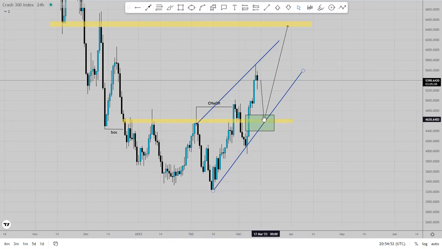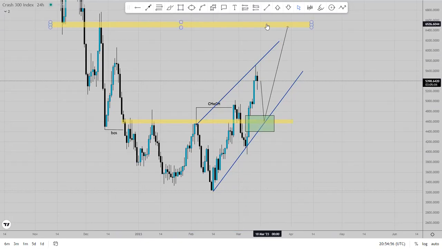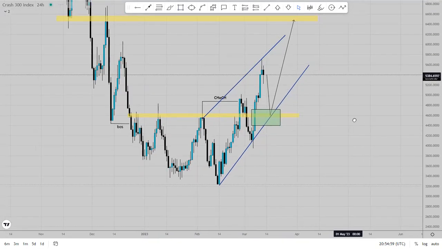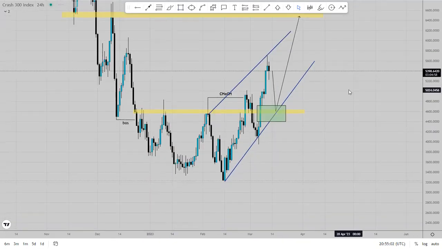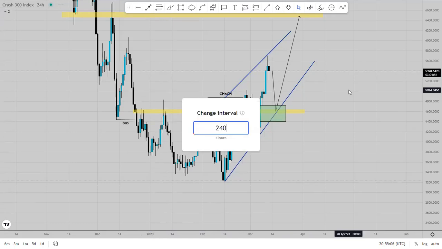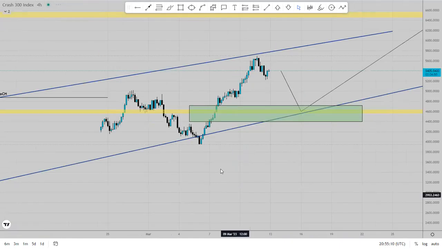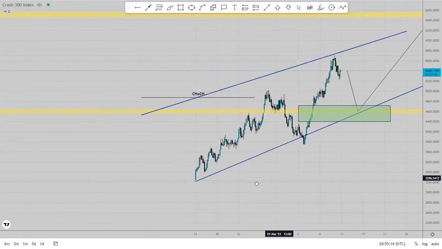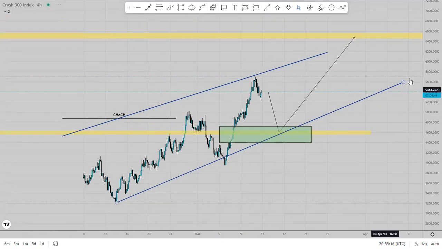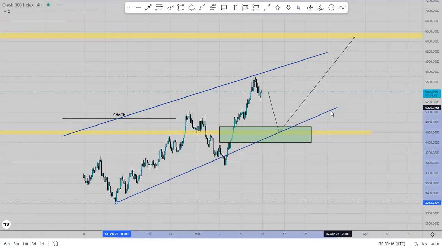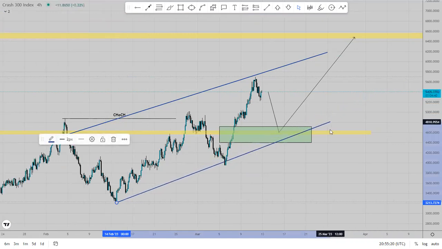So once it comes there, you can simply take your buys nicely, targeting that level that I just marked there, that resistance, as your first target for those buys. So far, this is what we are seeing on Crash 300. Going down to lower time frames, we're simply going there to identify any entry points or further confluences or confirmations based on what we've just seen on a higher time frame.